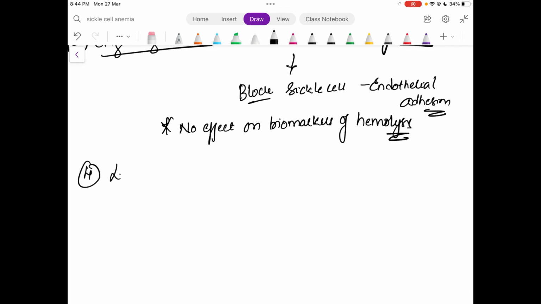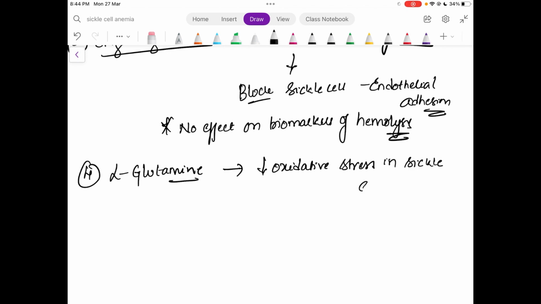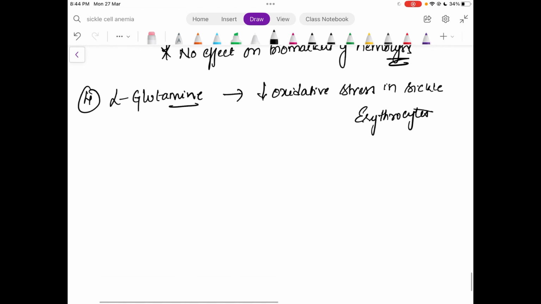Next drug which can be used under research is L-glutamine. This L-glutamine will decrease oxidative stress in sickle erythrocytes. This drug is under research.